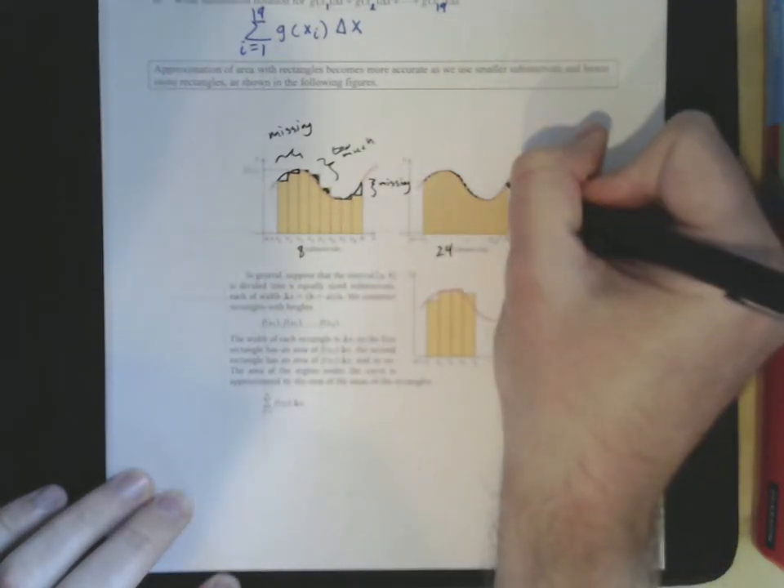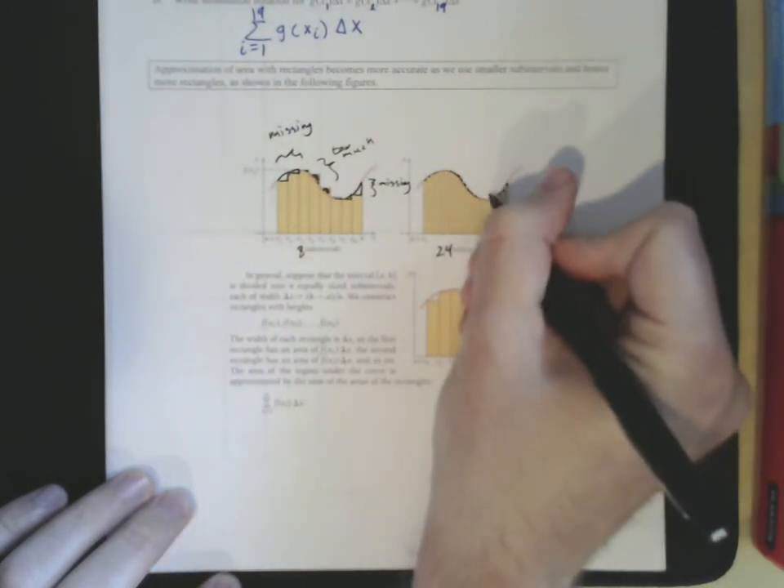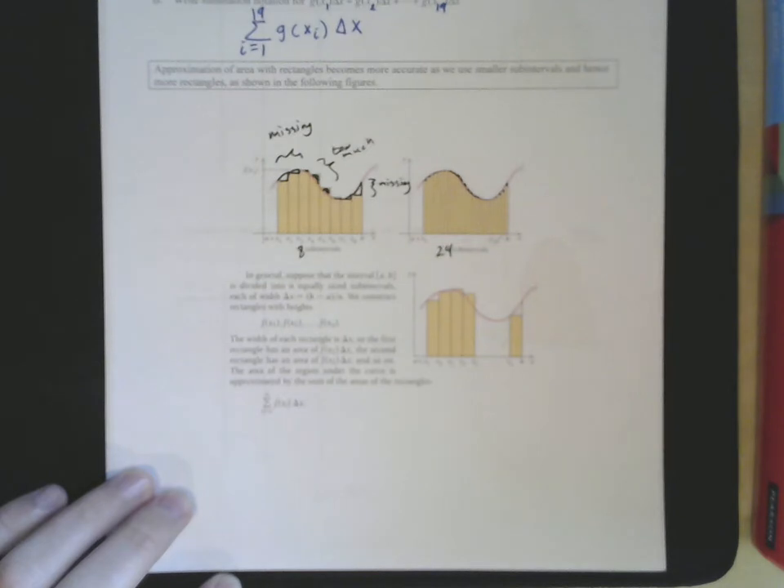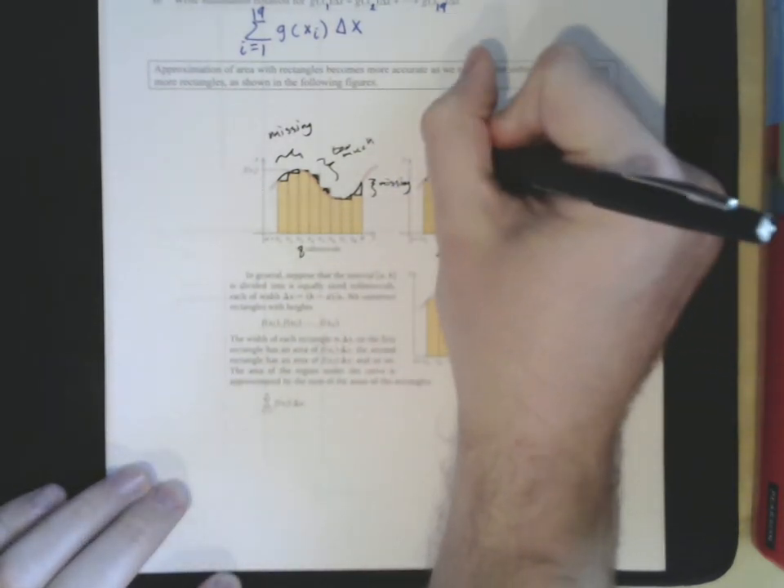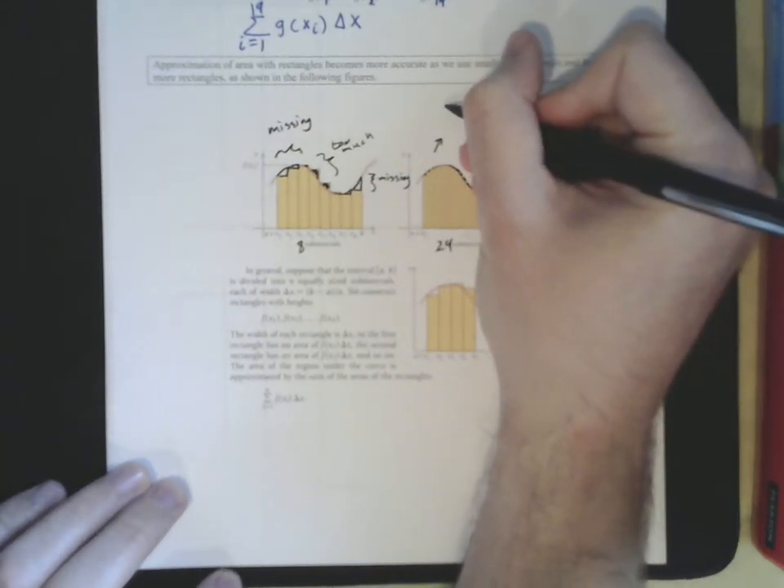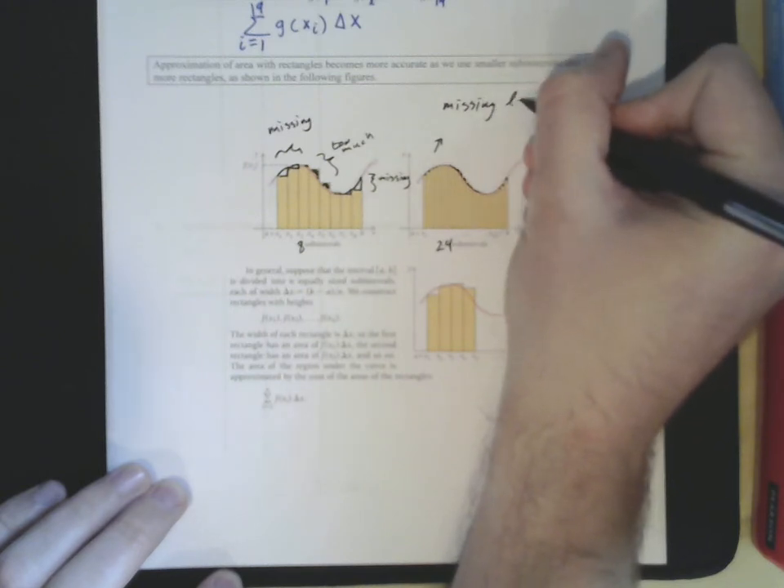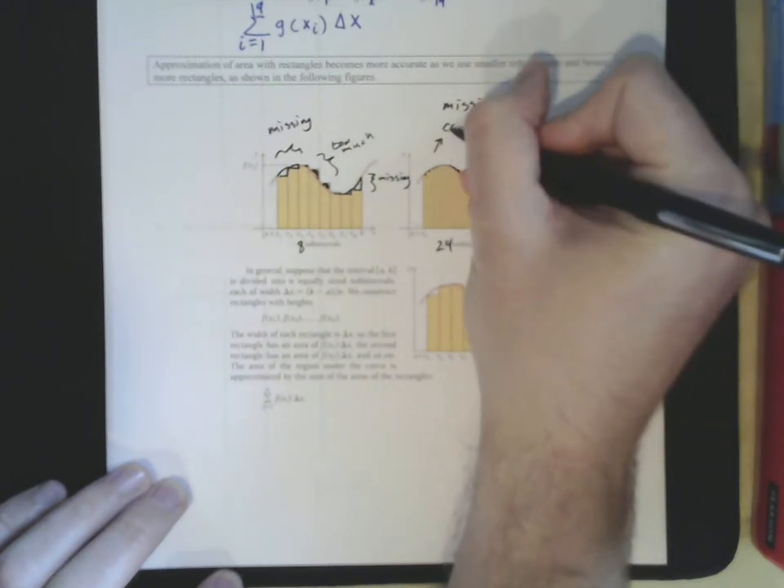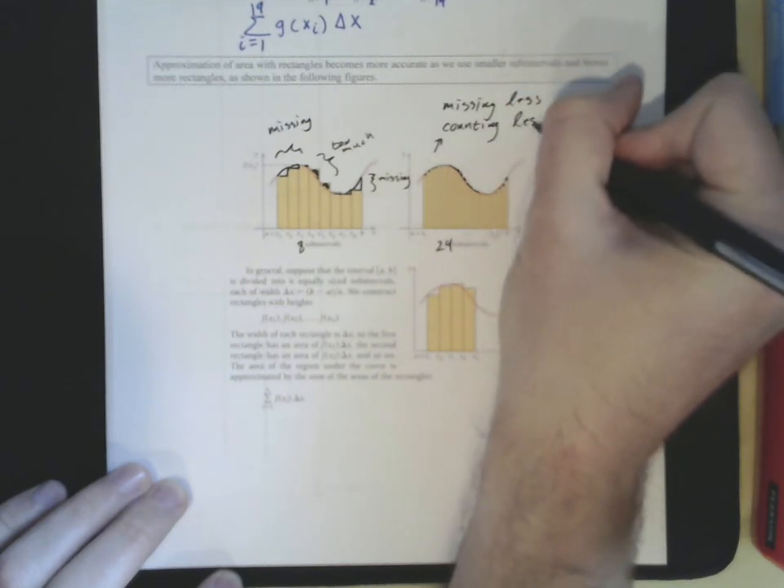And then over here, there's a little bit missing here, here, here, here, and there's a tiny bit over above there. But you can see that the amount that we're missing and the amount that we're going over is smaller. So we're missing less, and we're counting less excess, or less extra.